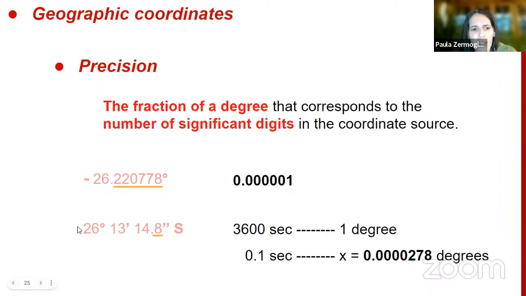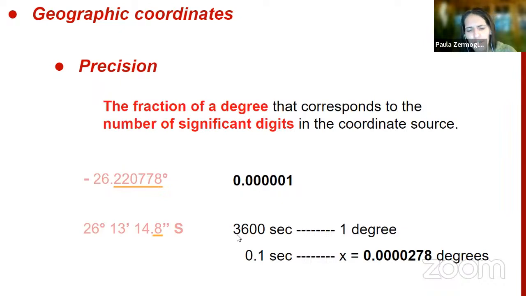If we have a coordinate that is in a different format, degrees, minutes, and seconds, here is the most precise digit that we have. But precision is defined as the fraction of a degree. And here we have it as a fraction of a second. So we have to convert seconds to degrees to be able to provide the precision.